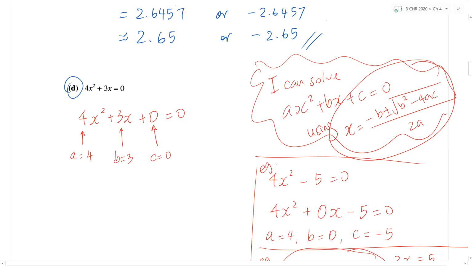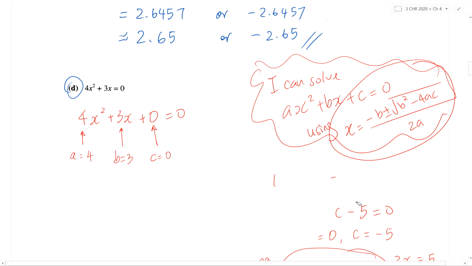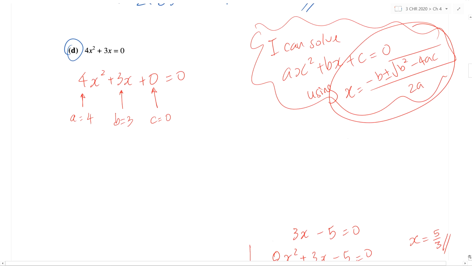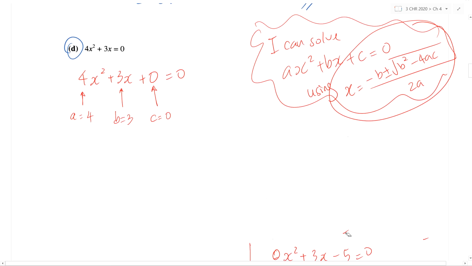This big chunk of formula is only used when you have an x squared term. Alright? Okay, so back to this question. Since we know how to solve all quadratic equations using the formula, we'll now do the substitution over here. It says that all we have to do is just copy. The answer is x equals minus b. So b is 3. Then it says plus minus. Copy it down. After that, we have a square root.